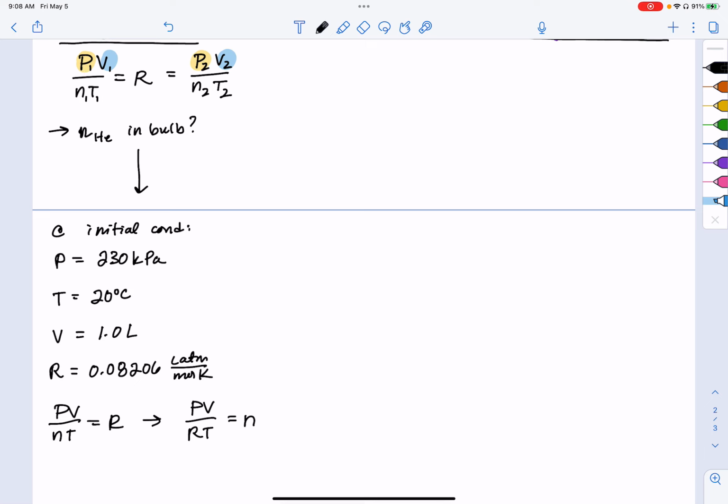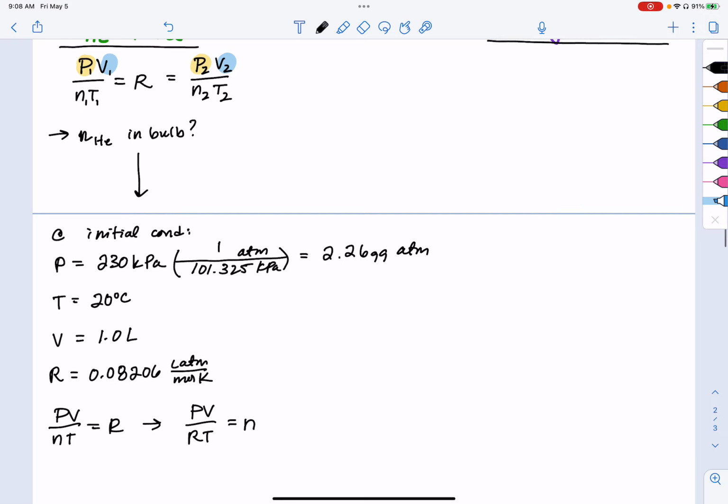So let's real quick convert between kilopascals and atmospheres. So by definition, 1 atmosphere is 101.325 kilopascals. So we have to make a division. So 230 divided by 101.325 gives me 2.2699 atmospheres. So this is my initial pressure.